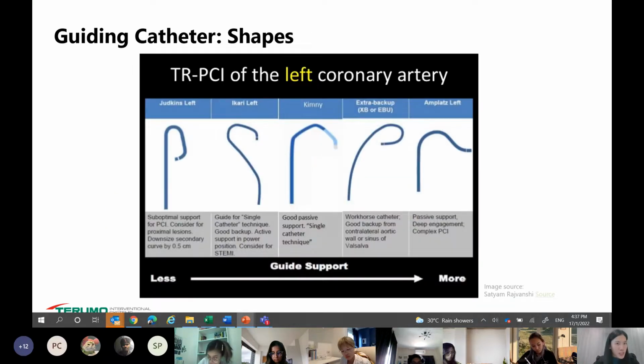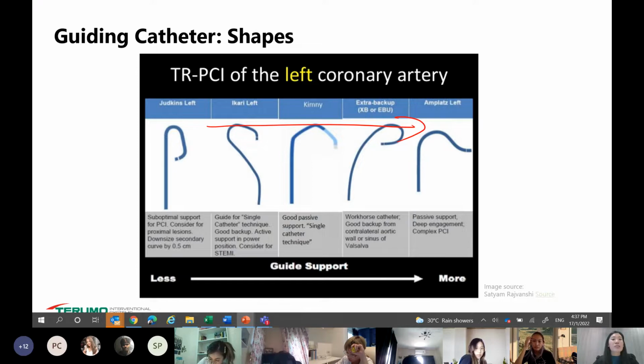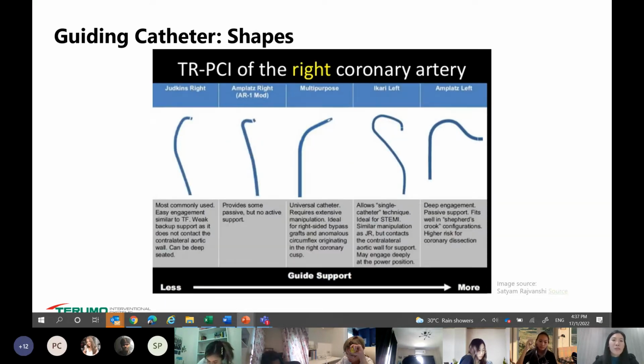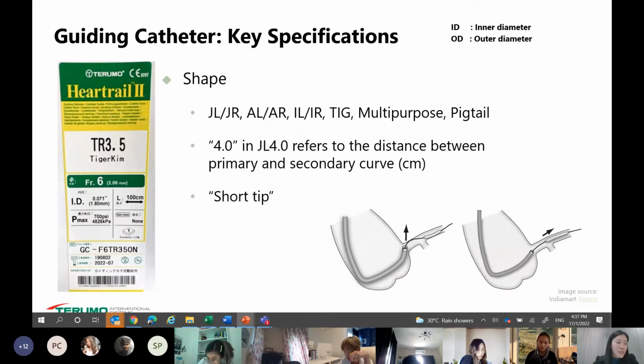Another difference from the diagnostic catheter is that guiding catheters have different shapes. As I mentioned, for treatment guiding catheters, you need very strong backup support. So there's a variety of catheter shapes that allow for these functions. This is for the left and for the right coronary artery.